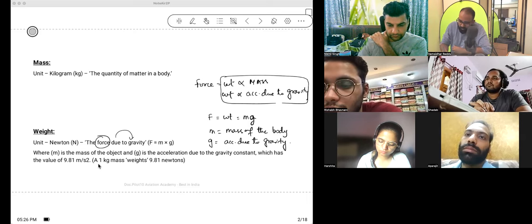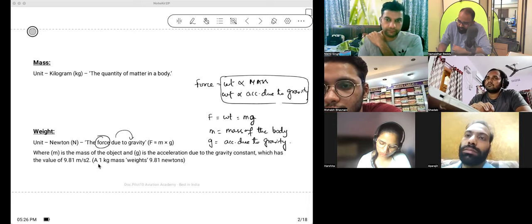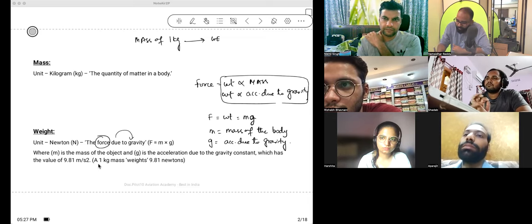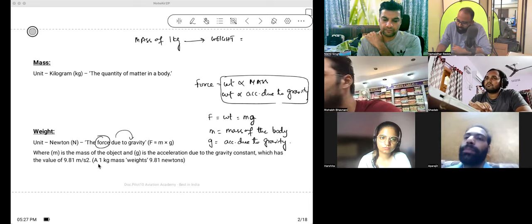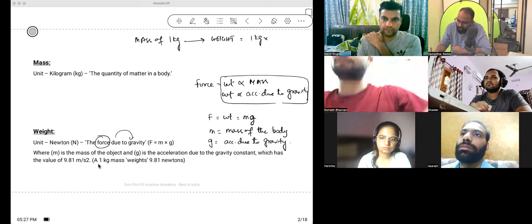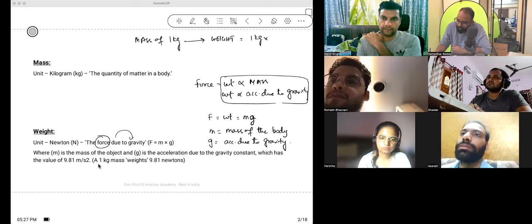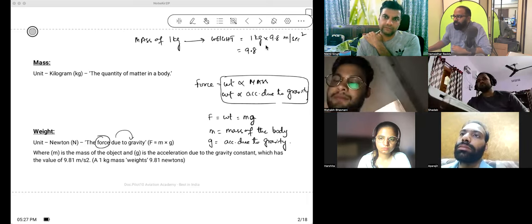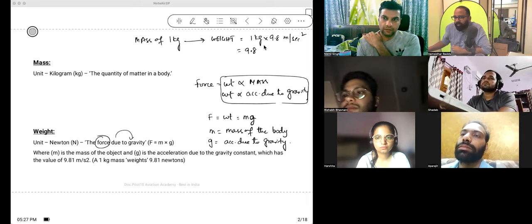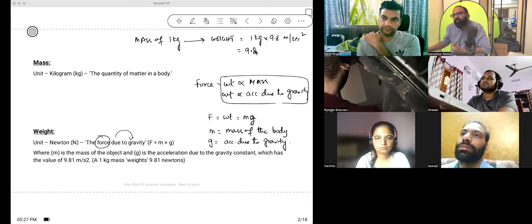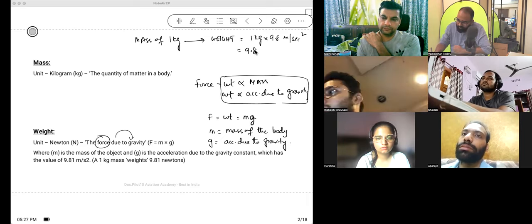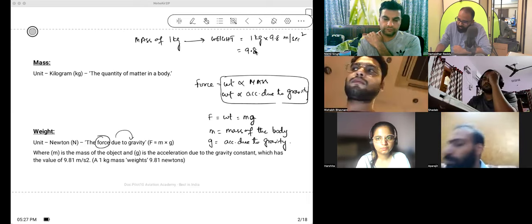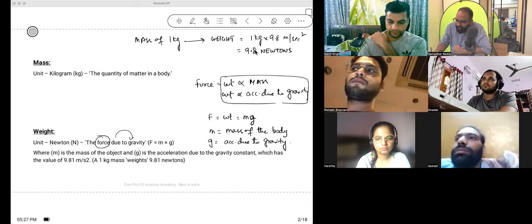Now, if there is a mass of 1 kg, how much weight does it have? Weight is mass into acceleration, correct? 1 kg into acceleration of 9.8 meter per second square, so it will have 9.8. Now, weight I have called a force, correct? So what are the units of force? Newtons. So the weight is 9.8 newtons.